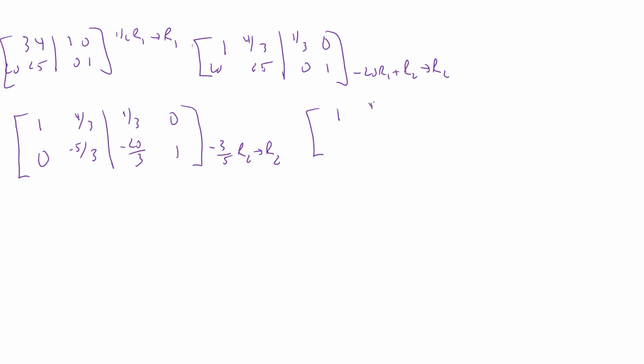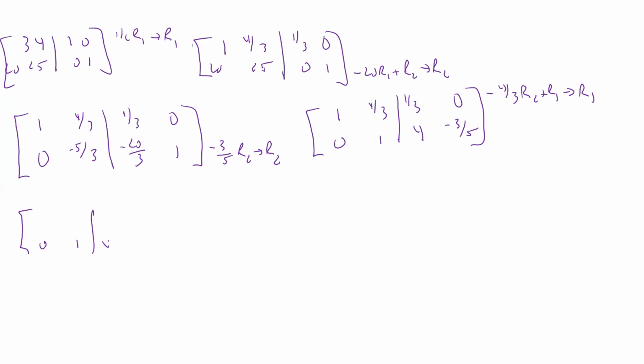So 1, 4/3, 1/3, 0. And the fives cancel, so that gives us a 4. It's positive. That's going to be a minus 3/5. Now I'll take minus 4/3 row 2 plus row 1 is my new row 1. All right, so now let's do that. So we have 0, 1, 4, minus 3/5. And that's going to be 1, 0.